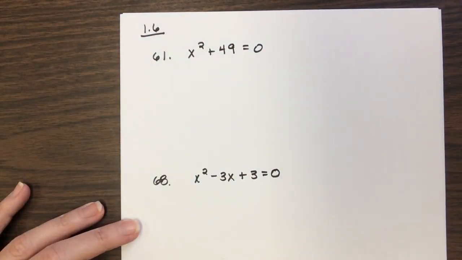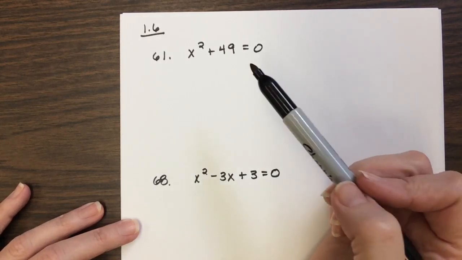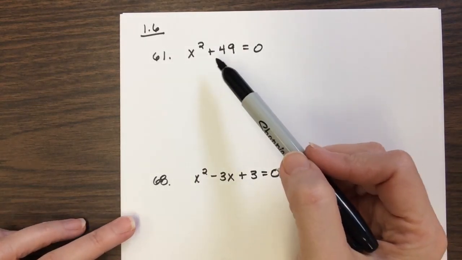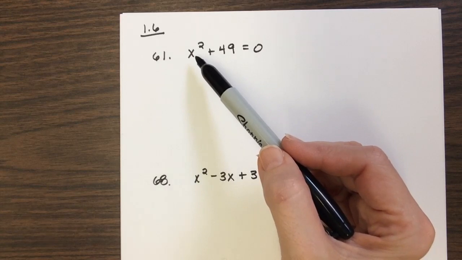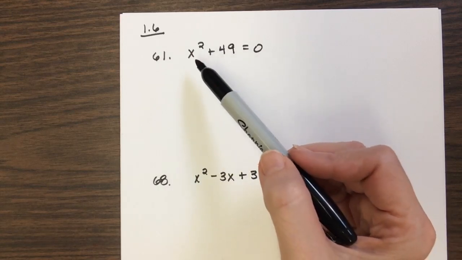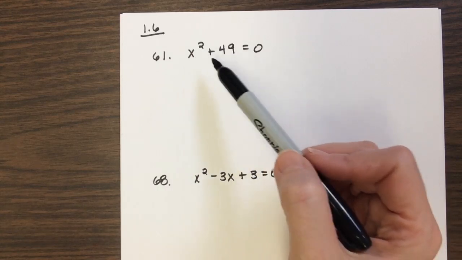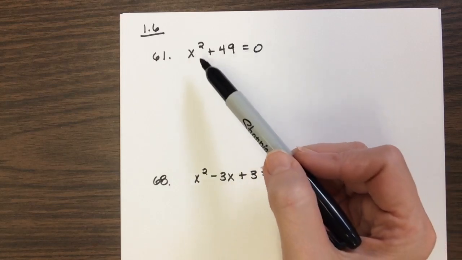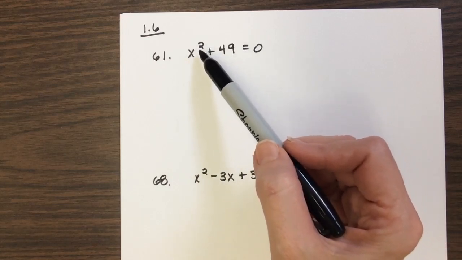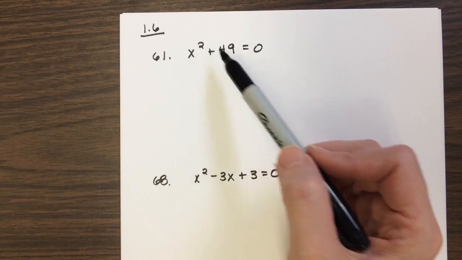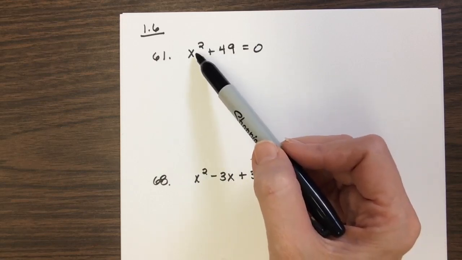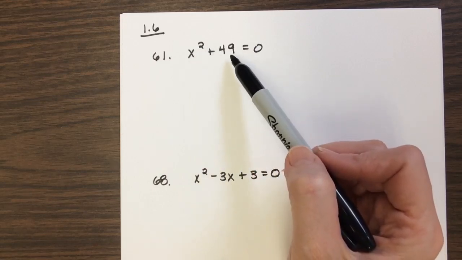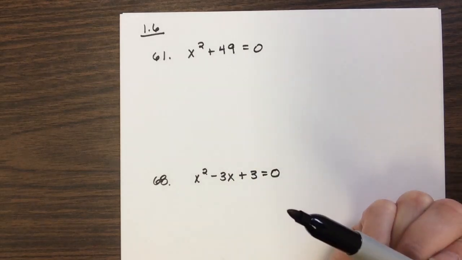Alright, let's do 2 more of these. So, unlike before, if I were trying to find the real solutions to this, I would look at that and go, there are no real solutions, because I'm looking for the zeros, or what I plug in to make this 0. I know that anything squared is going to be positive, and if I add 49 to that, the smallest number this could be is 0. And if I add 49 to that, there's no way I'm getting to 0.